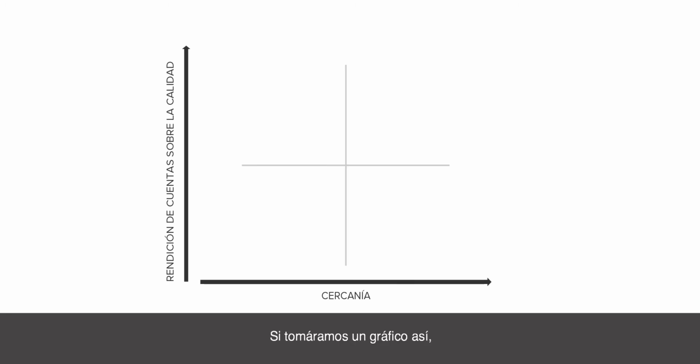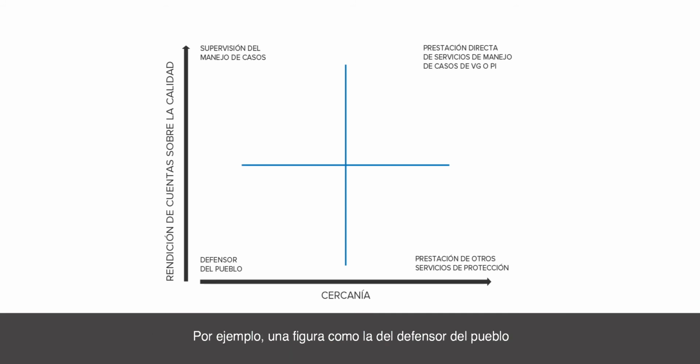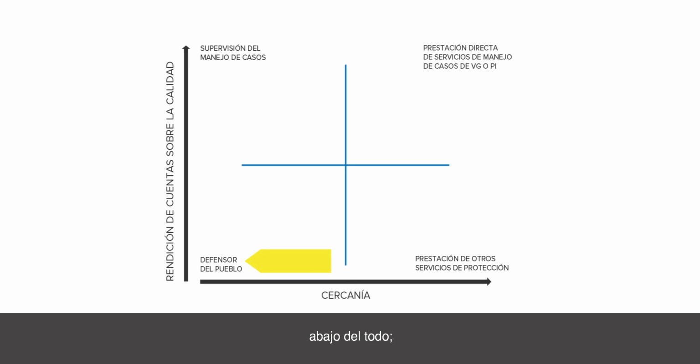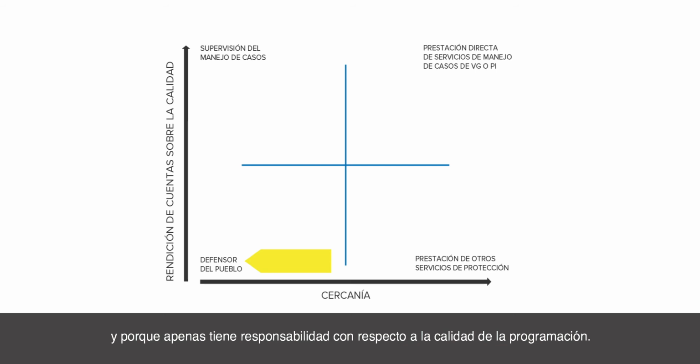So if I was to look at a graph like this, then what you would see is we can place different responsibilities on this graph. So something like an ombudsman is quite far removed from the individual cases, and it also does not have that accountability in terms of being responsible for the quality of overall protection, programming, and that sort of stuff. So that's why you see this in this far left corner, this bottom left corner, right? So it's not really particularly close to each individual case, and it does not have a high level of accountability for the quality of that programming.